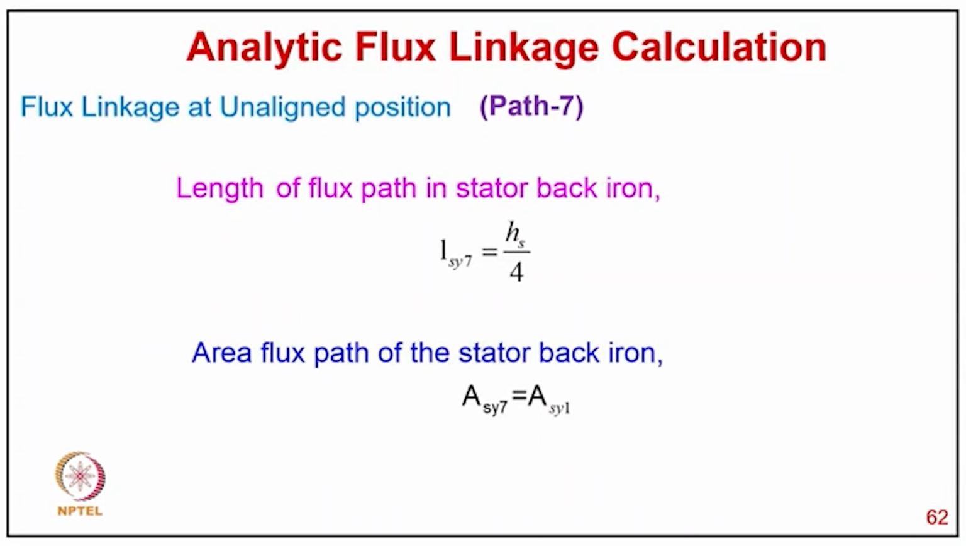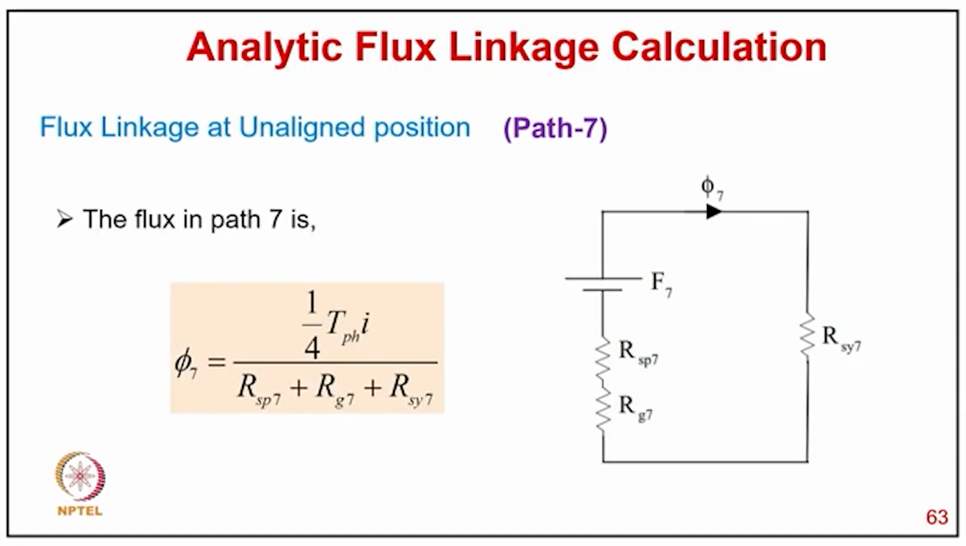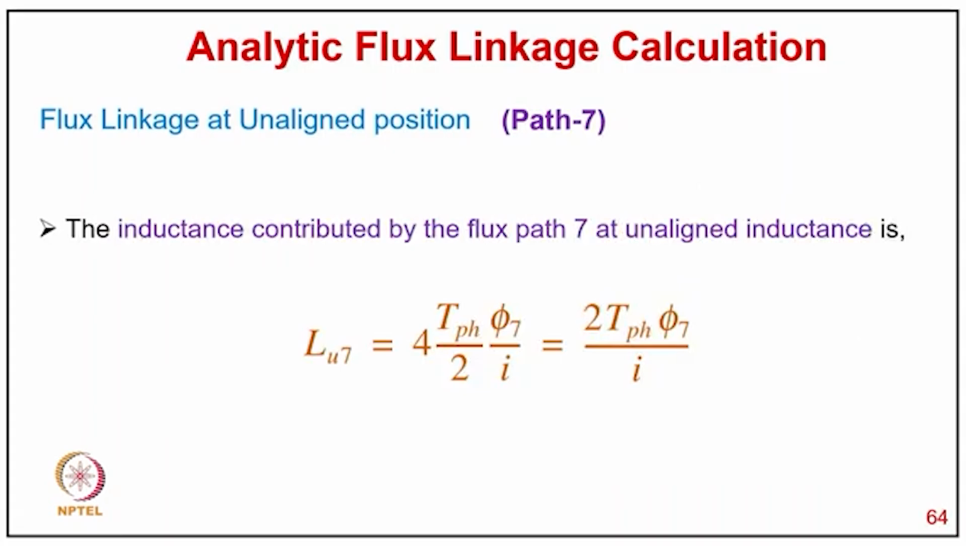Now the length of the flux path in the stator back iron, LSY7, is equal to HS/4, and the area of the flux path in the stator back iron, ASY7, is equal to ASY1. So for flux path 7, the flux φ7 is equal to (1/4 TPH into I) divided by (RSP7 + RG7 + RSY7). And you can see the equivalent circuit, how it looks in a magnetic circuit for flux path 7. Now the inductance contributed by flux path 7, LU7, is equal to 4 TPH by 2 into φ7 by I, or 2 TPH φ7 by I.